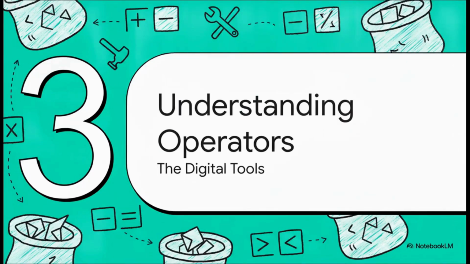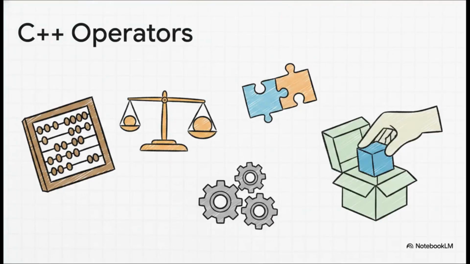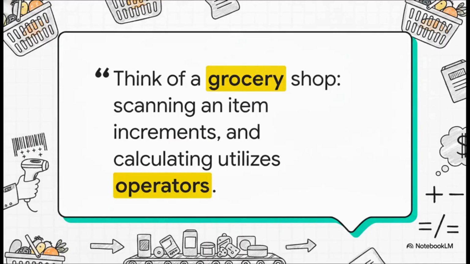Okay, Section 3, understanding C++ operators. Time to look at the digital tools we use to manipulate all this data. We have several families of operators, and each handles a very specific job. You've got arithmetic for your basic math, relational for your true or false comparisons, and logical operators to stitch those conditions together. Then you have bitwise operators for manipulating raw binary data, and assignment operators to securely lock in those final calculated values.